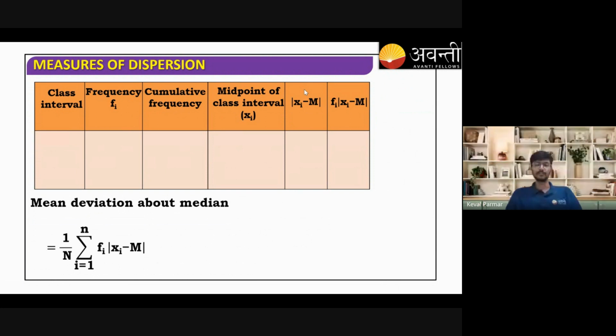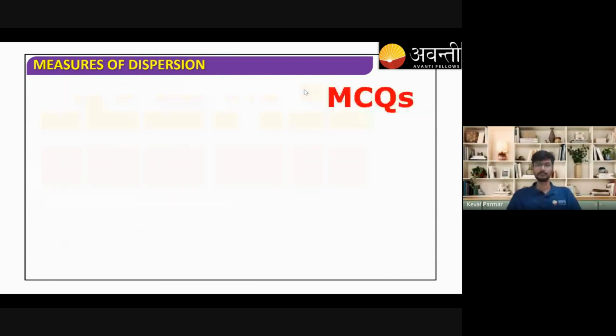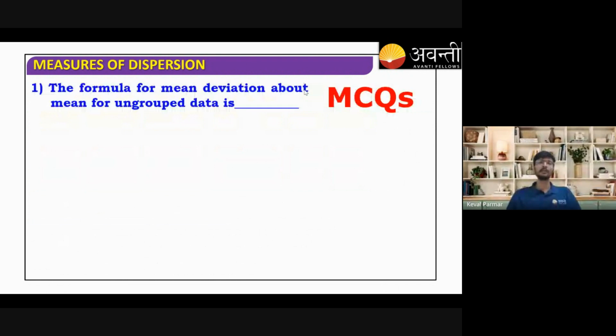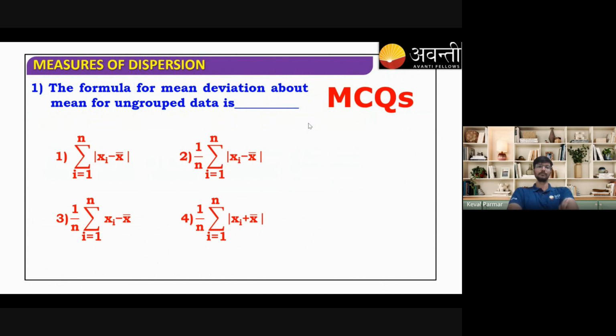Let's look at MCQs now. The formula for mean deviation about mean for ungrouped data. Come on, guys. Without even seeing the options, I want you all to quickly remember the formula. I hope you remembered it. Let's see the options, then you might be sure.